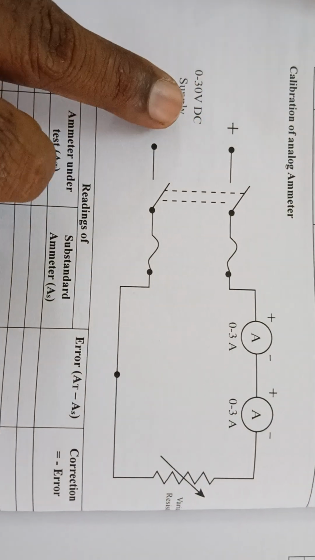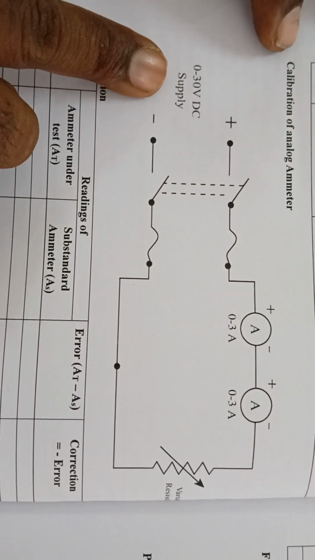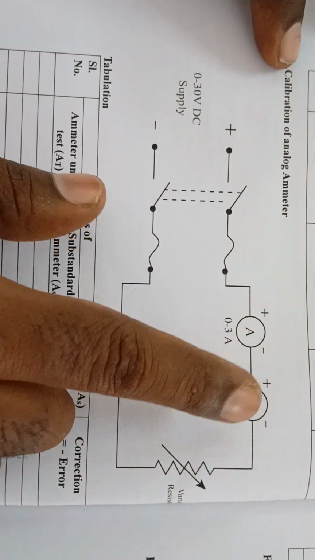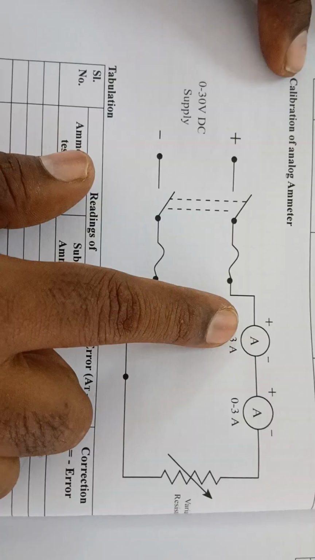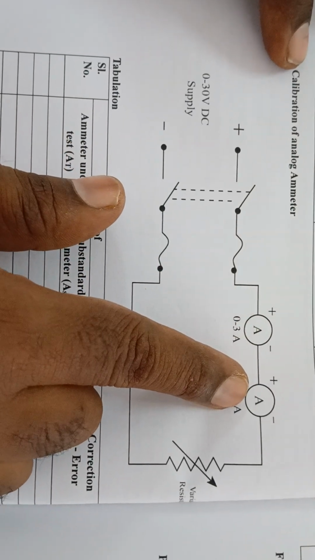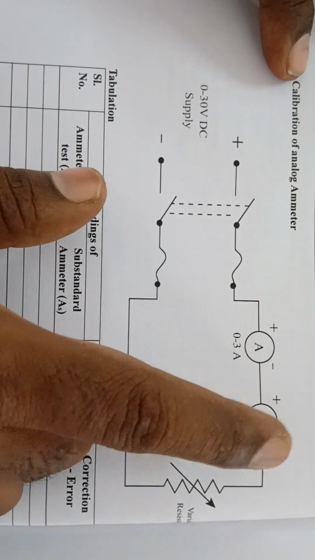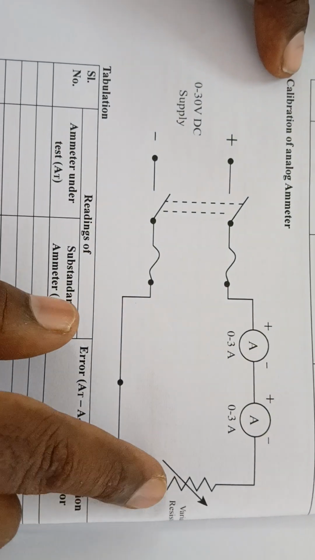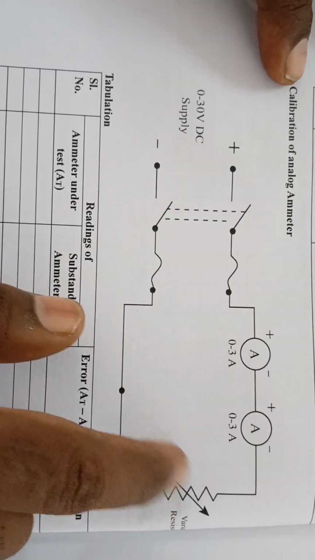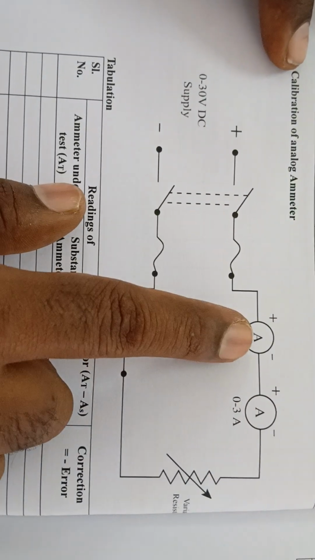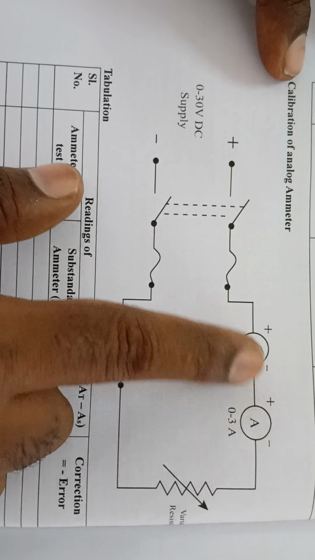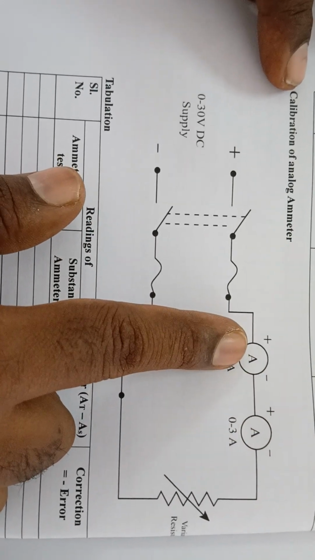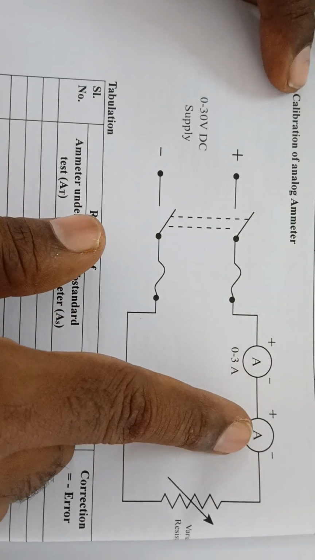So this is the circuit diagram for calibration of analog ammeter. Here we are connecting the two ammeters in series. One is the standard ammeter, another one is the tested ammeter. That means we are going to test one ammeter that is connected in series with the standard ammeter. Then we are connecting this variable resistance. By varying the resistance value, we can calculate the current through both ammeters. Comparing with the standard ammeter, we can calibrate this ammeter.